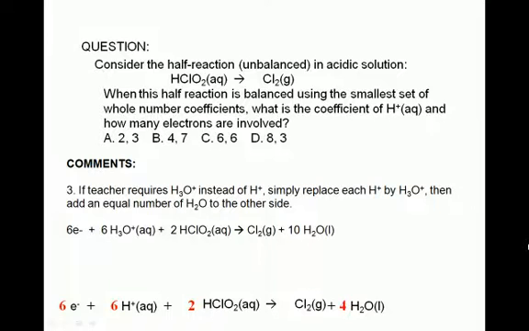One final comment. In case your teacher requires that you use hydronium ion, H3O+, instead of hydrogen ions when balancing half reactions in acidic solutions, all you have to do is replace each hydrogen ion by a hydronium ion, then add an equal number of water molecules to the other side. In the case we have here, we replace 6 hydrogen ions on the left by 6 hydronium ions. Then add 6 more water molecules to the other side. So instead of 4 water molecules, we now have a total of 10 water molecules on the right side.